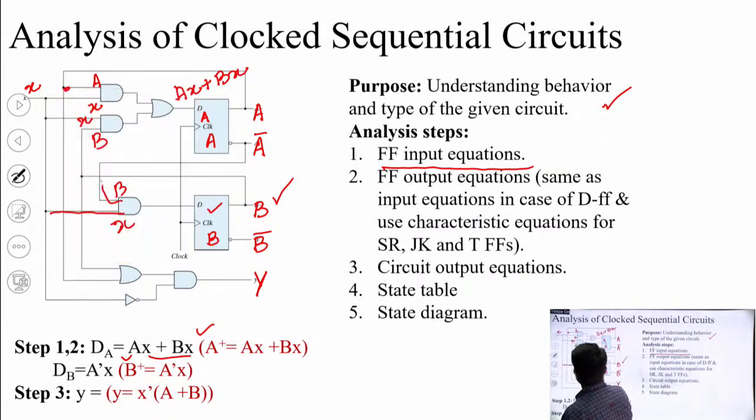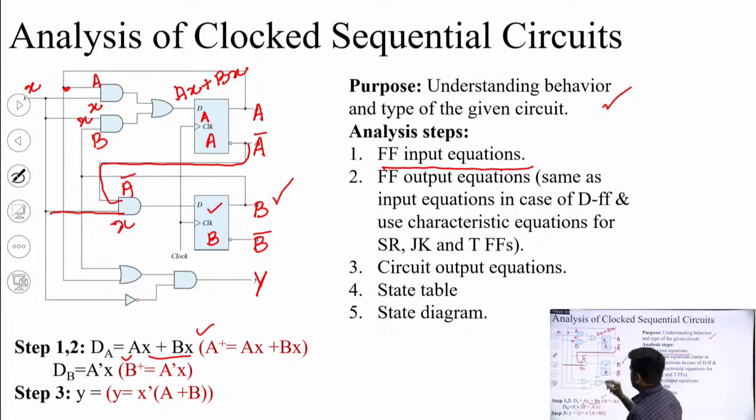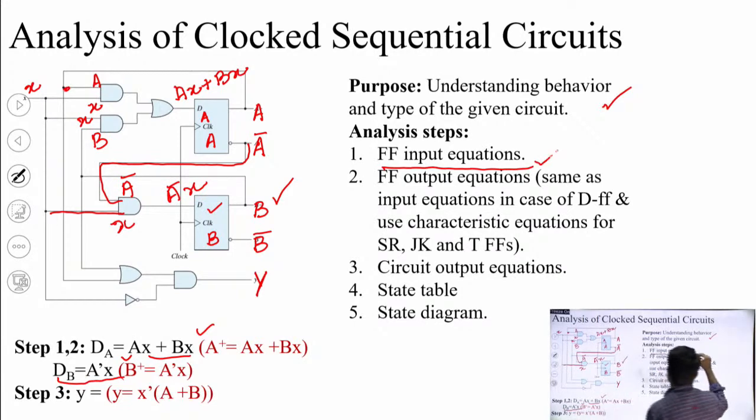This point is A bar, this is not B, this is A bar. Okay, I am erasing it. So this is A complement. That means dB is equal to A bar into X. Okay, so this is the first step, flip-flop input equations.